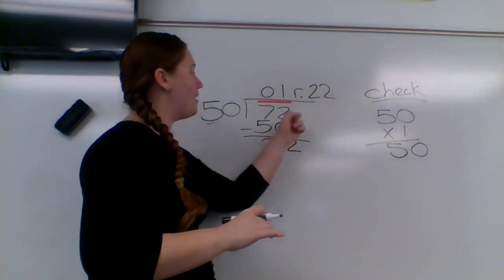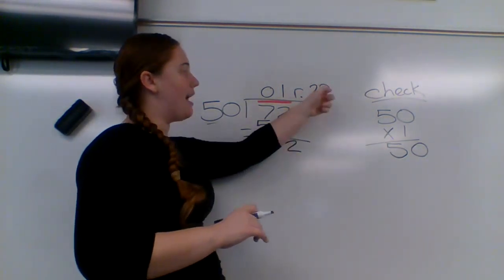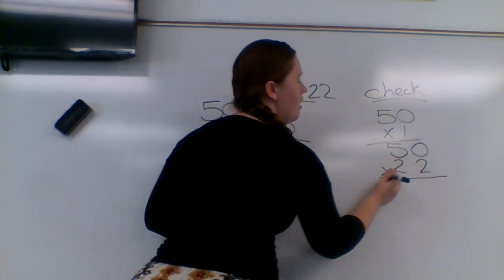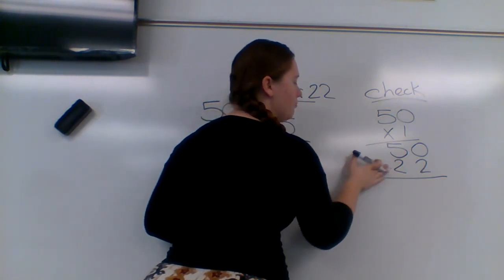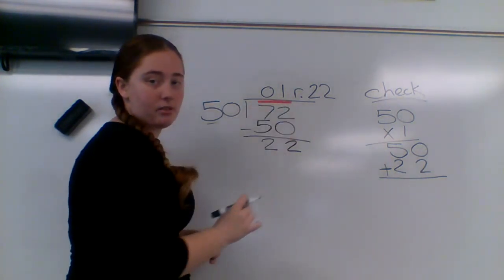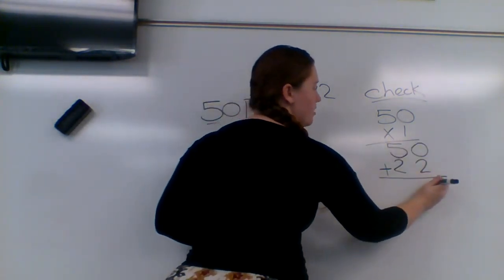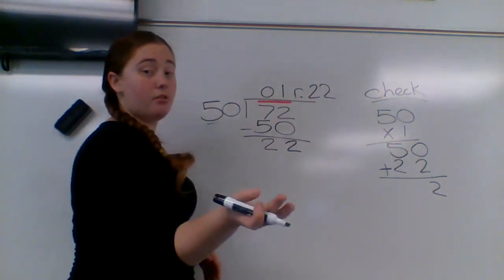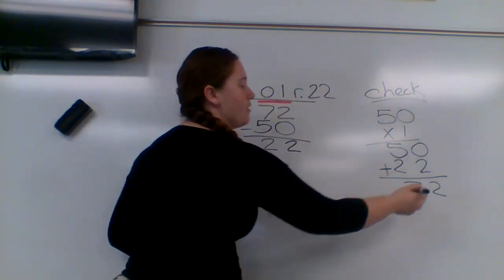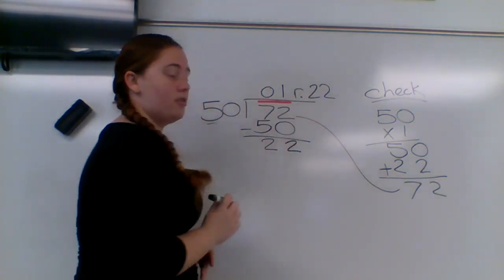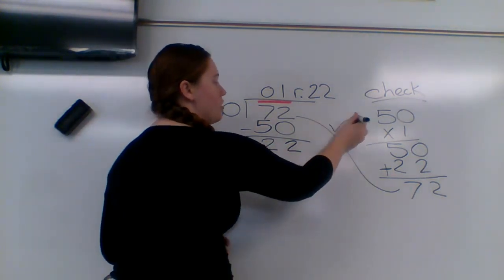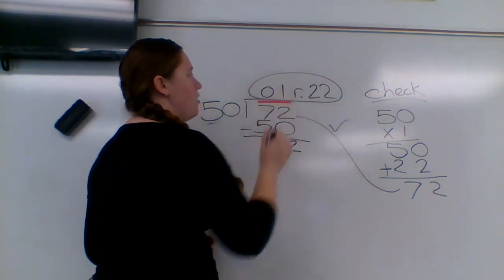Now, 50 does not match this number, 72. But I have my remainder still. I'm going to take this 22. I'm not multiplying, I'm adding. My mistake. 50 plus 22. So 2 plus 0 is 2. And what is 5 plus 2? Right, 7. So my answer down here is 72. Does 72 match with 72? Absolutely it does. So I'm going to go ahead and check that, and my answer is 1 with the remainder of 22.